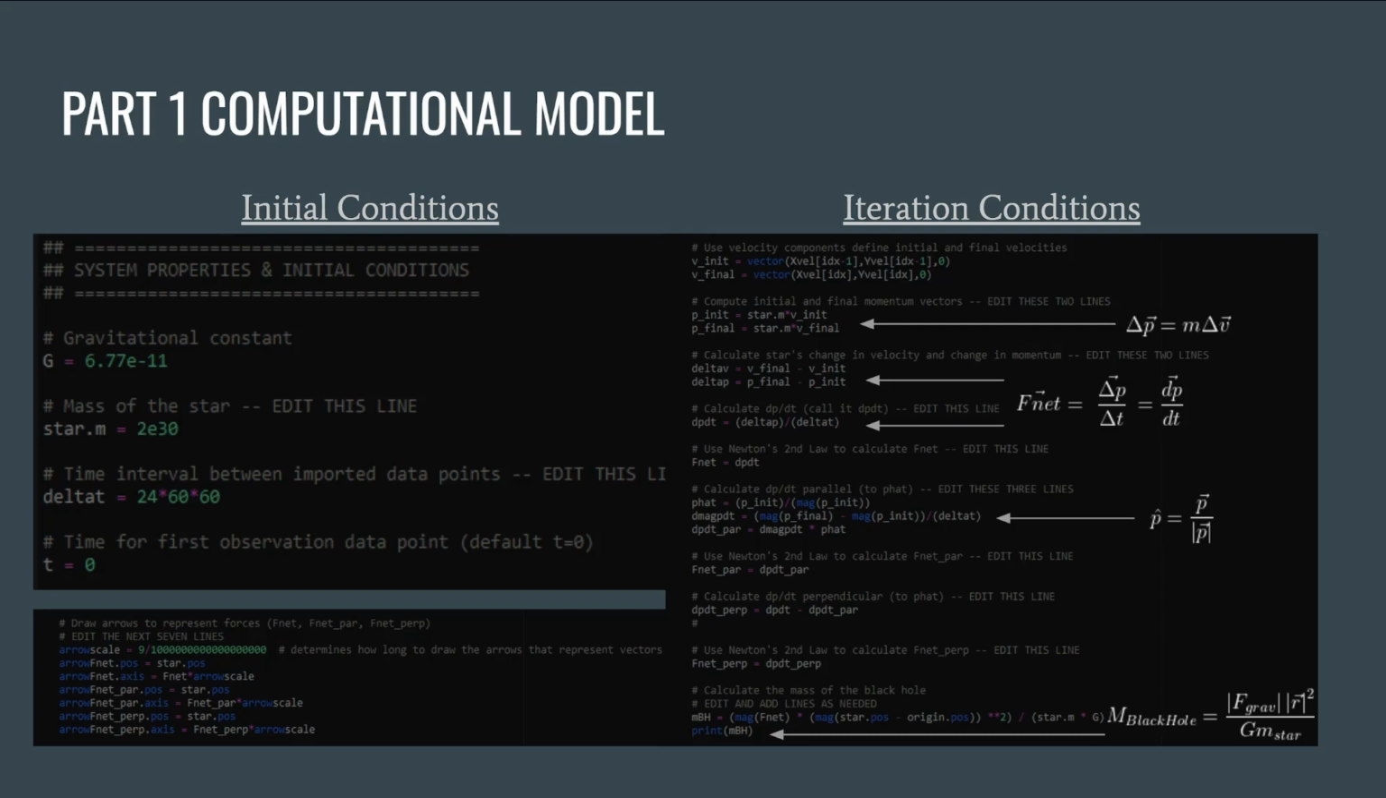Here are the conditions for part 1's computational model. The initial conditions consist of the universal gravitational constant, the mass of the star, and the change in time interval. Next, the iteration conditions use the same idea explained prior, but in the coded context. We first determine the momentum of the star and force and use that to find the parallel and perpendicular components. Using this net force, we can finally rearrange the gravitational force equation to solve for the mass of the black hole.